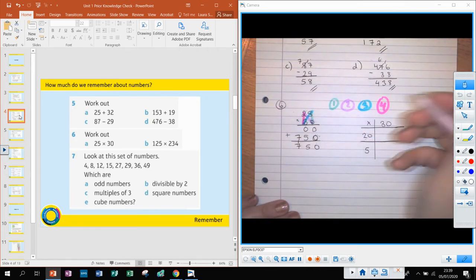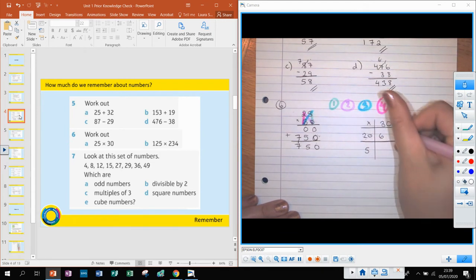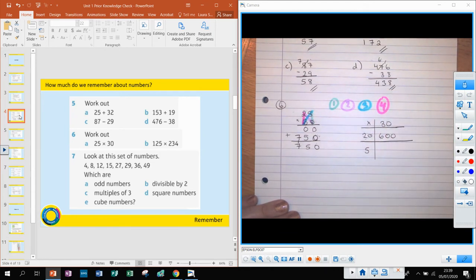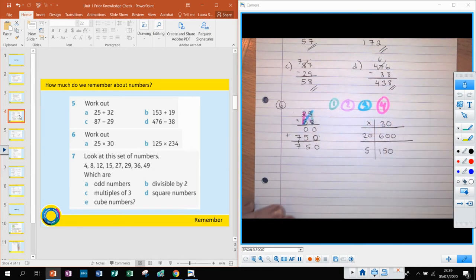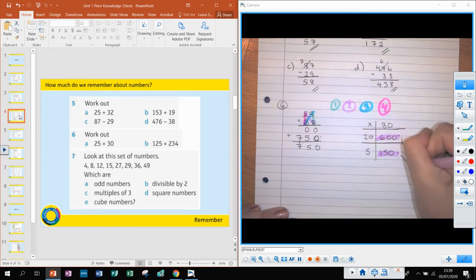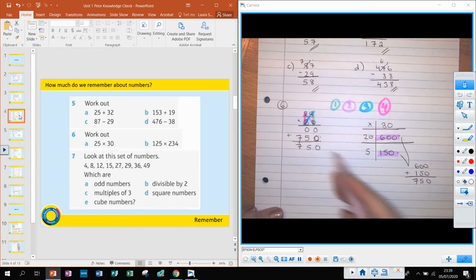Okay? 20 times 30. Well, 2 times 3 is 6. And then times 100. Okay? And 5 times 30, 5 times 3 is 15, and then times the 10, because that's 30, is 150. You then take the values inside your table and you add them together. Okay? So 600 plus 150 is equal to 750. So as we can see, both methods work. It's just you're going to have to think which one is easiest for you, and then that's the one you can stick to. Okay?